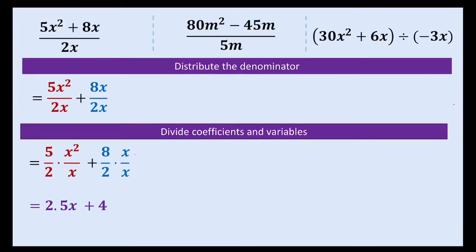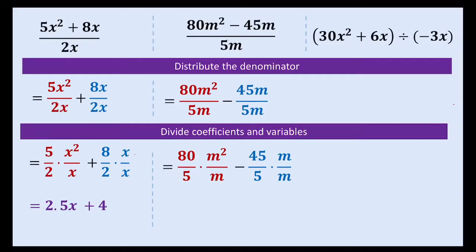Looking at this problem here, we'll distribute the 5m to both terms. So we have 80m squared divided by 5m minus 45m divided by 5m. I can divide the coefficients and variables. So 80 divided by 5, m squared divided by m, minus this term here, which is 45 divided by 5, m divided by m. So 80 divided by 5 is 16, m squared divided by m is going to be m. And then we have 45 divided by 5 is 9, and m divided by m is 1. Right? That's why it just becomes a 9.